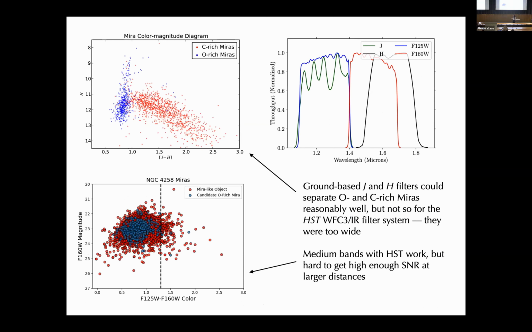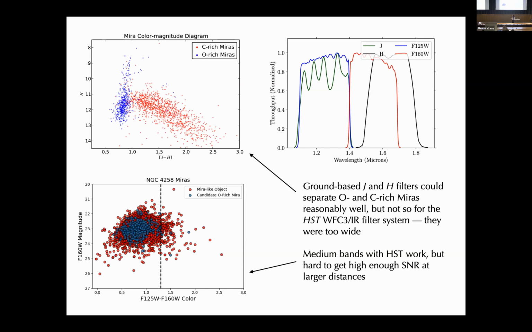One of the first things that we discovered, which AGB people probably already knew, was that the HST filter system was very wide, which is good for getting a lot of signal to noise, but it's very bad for actually separating the spectral types of the stars. If you looked at the LMC with ground-based J and H, you could do pretty well separating oxygen- and carbon-rich Miras, but this is not the case for HST.